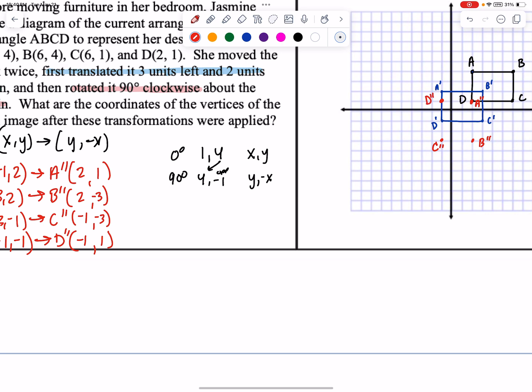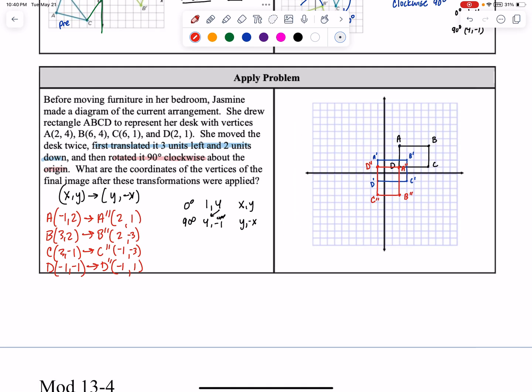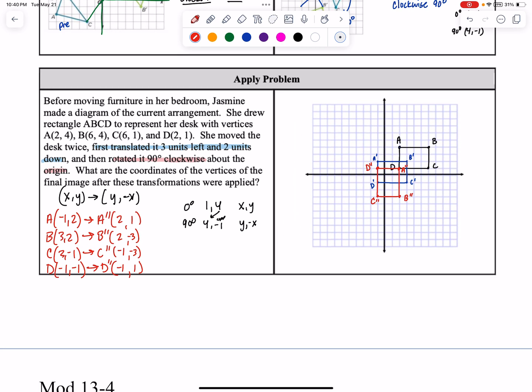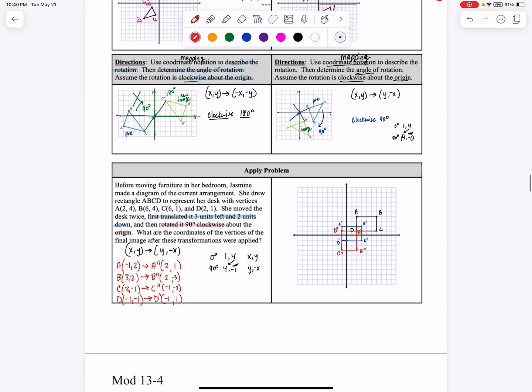All right, and then we can go ahead and connect our points, and we can see the new location of the desk. Okay, so that's your apply problem, also known as a pain in the butt problem. Okay, all right, there you go.